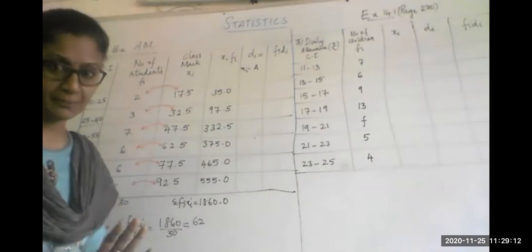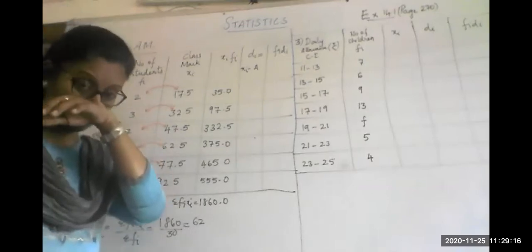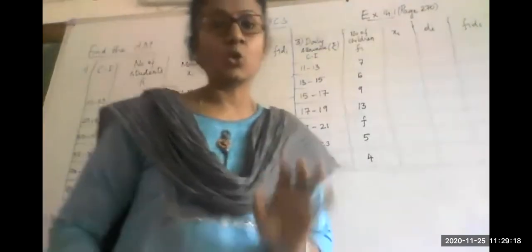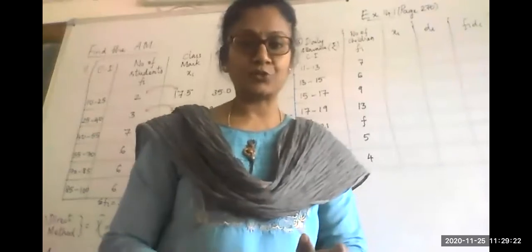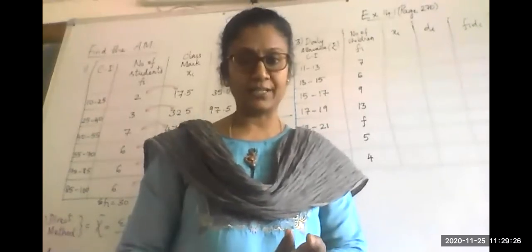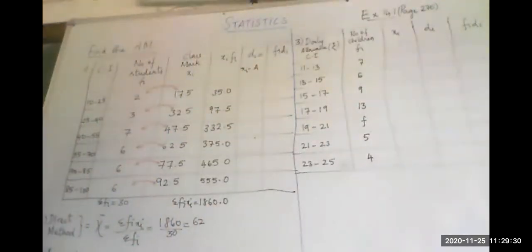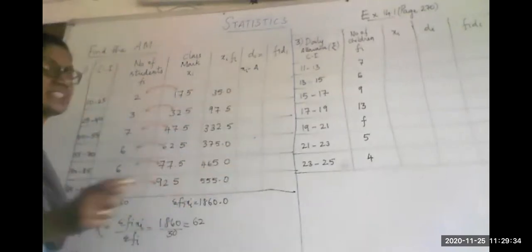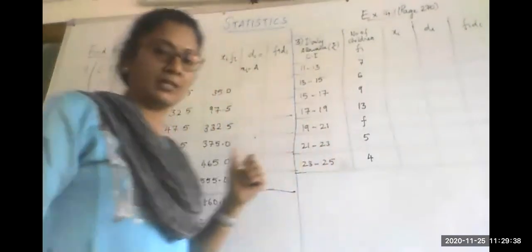No doubt? Clear? So when I give you a problem to find the arithmetic mean of a distribution, nobody is going to specify whether to use the direct method or the assumed mean method. You have to select the method where you are confident and will be able to complete. Why I am suggesting the assumed mean method is that the calculation part gets reduced. When I do it now, you will understand.